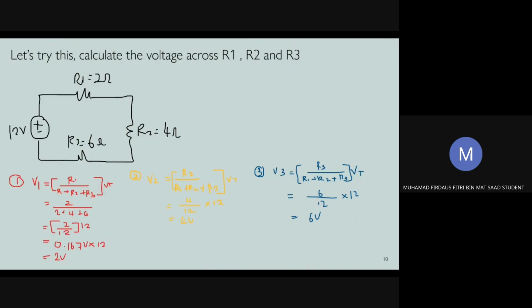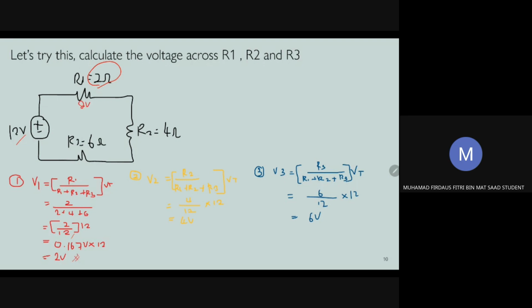Calculate the voltage across R1, R2, and R3. So the voltage across R1 is R1 over R1 plus R2 plus R3 times the total voltage. So R1 is 2 ohm divided by 2 plus 4 plus 6, so you get 12 ohm. So 2 divided by 12 times the voltage supply 12. So you get 2 volt over here.